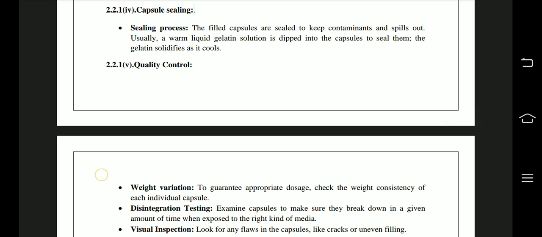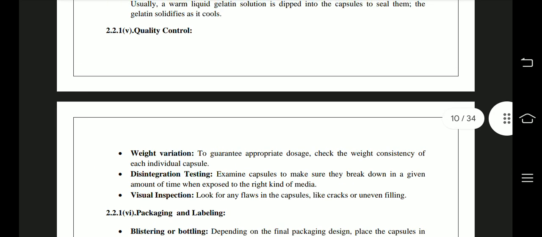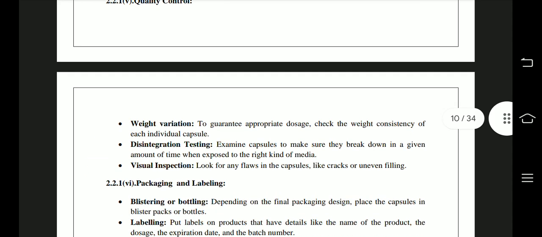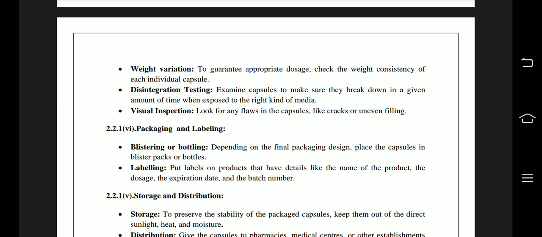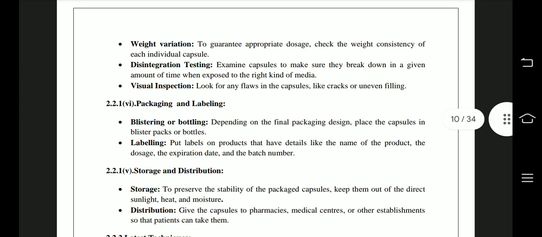Fifth step is quality control. In quality control, these steps are involved: weight variation, disintegration testing, and visual inspection. Weight variation to guarantee appropriate dosage. Check the weight consistency of each individual capsule. In disintegration testing, examine capsules to make sure they break down in a given amount of time when exposed to the right kind of media. Visual inspection: look for any flaws in the capsule like cracks or uneven filling.